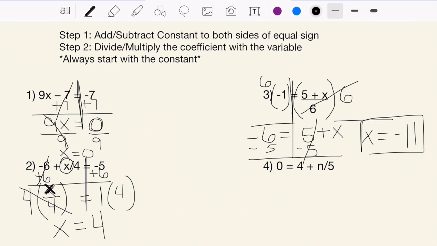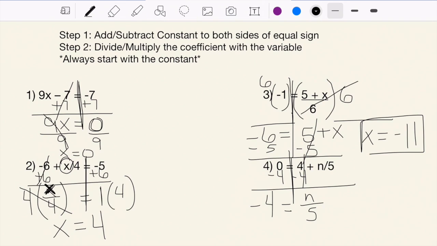Let's look at this last one. 0 equals 4 plus n over 5. So I'm going to deal with that coefficient first. So it's positive 4, so I'm going to subtract 4 from both sides. That gives me n over 5 on this side and -4 on this side.